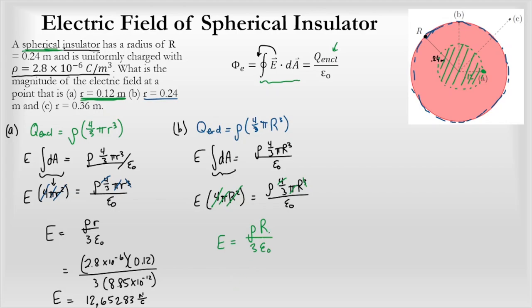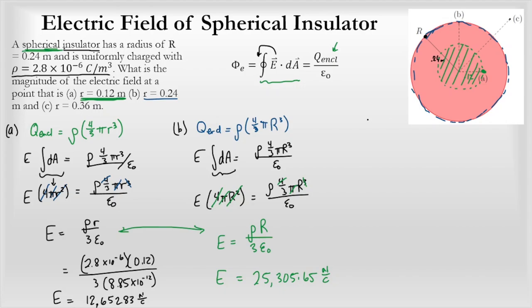Okay. I can plug numbers in and calculate it. And you're going to notice that if we're inside the sphere, it's the same as if we're at the surface of the sphere. This is because it is an insulator with a uniform charge density. And when you calculate this, you should get twice as much as the electric field before, 25,305.65 newtons per coulomb, or volts per meter, whatever your favorite one is there. Okay, so that's the electric field at R.